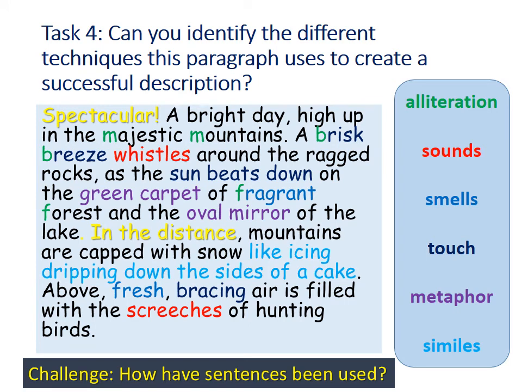The challenge was to think about the different types of sentences that have been used in the passage, and you should have noticed that there's a variety of sentences. The first sentence is a one-word sentence, an exclamative sentence, which expresses the emotion of the writer. They think the scene is wonderful, spectacular, and that short one-word sentence starts the writing in an interesting way.